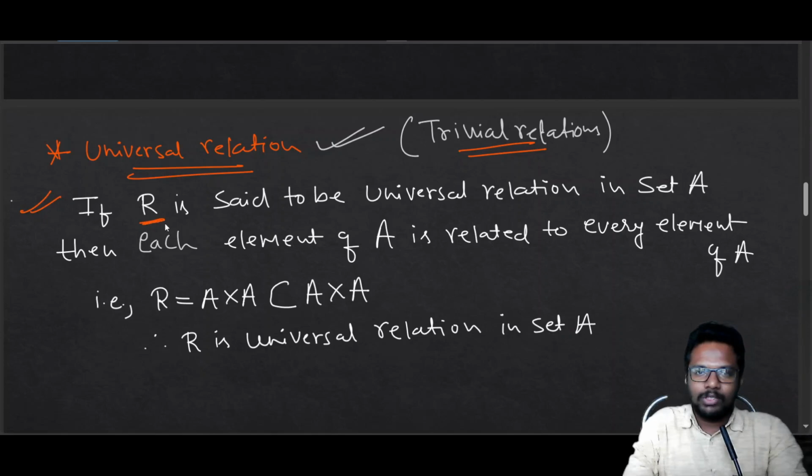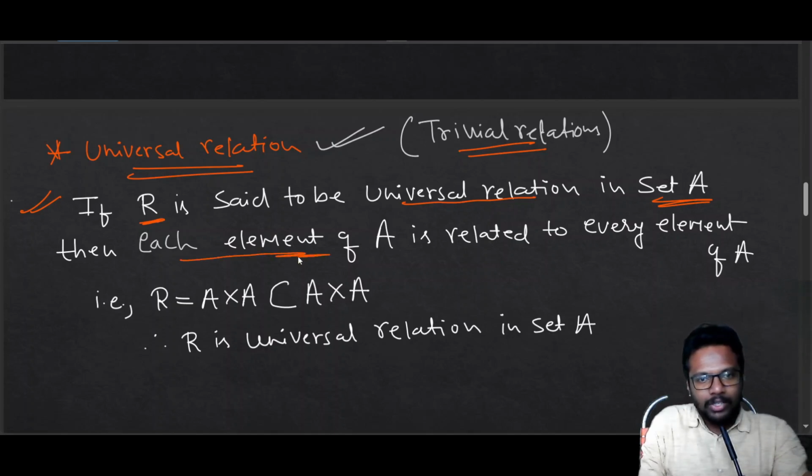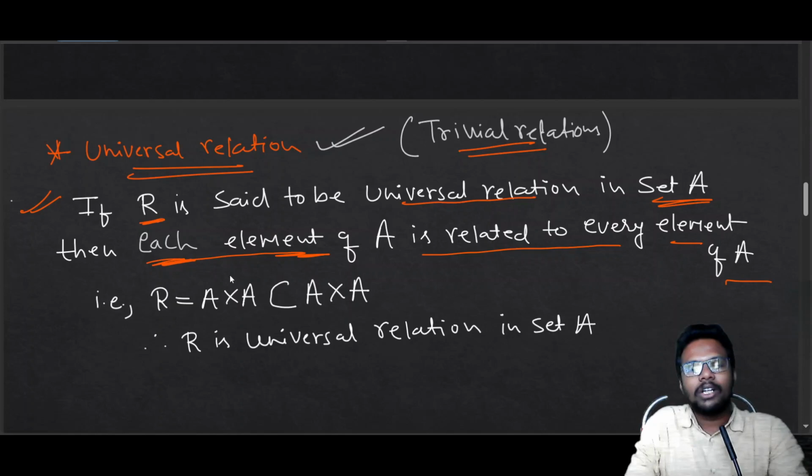R is said to be a universal relation in set A if the condition it should satisfy is that each element of A is related to every element of A. Here we have mentioned the keyword each element of A. In empty relation we used no; in the place of no, now we are using each. So each element of A is related to every element of A.